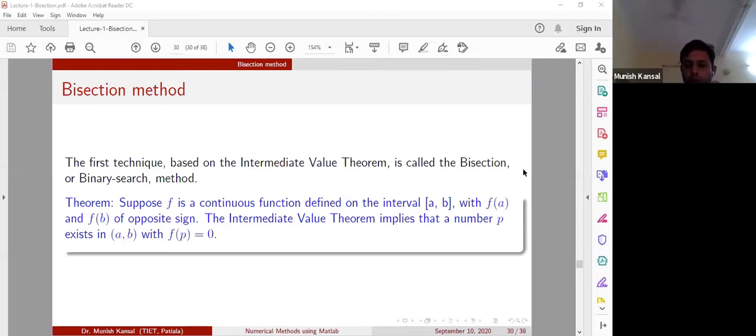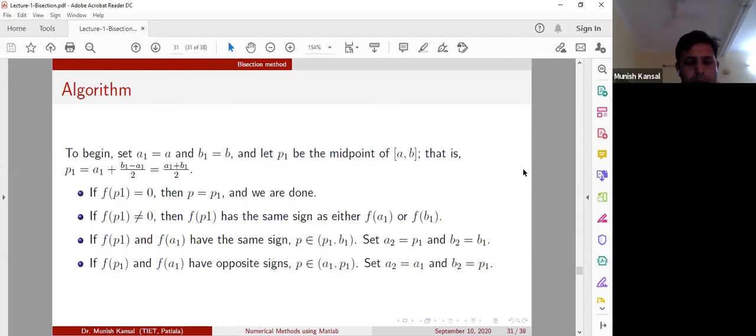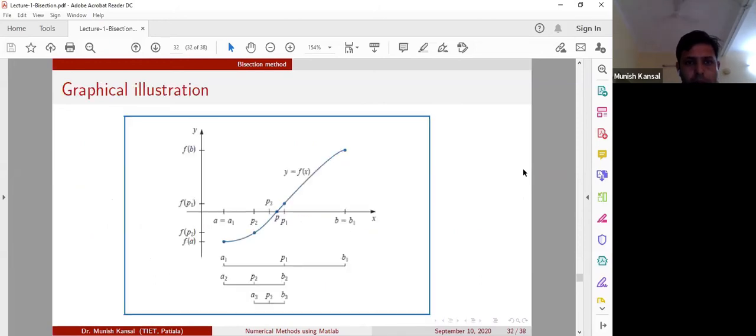So let me just go to this slide. Let me just recall in 2-3 minutes. This is the bisection method based on IVT. This is the statement, and this is the algorithm that we have discussed in the notepad. This is given over here. Now this is the graphical interpretation.